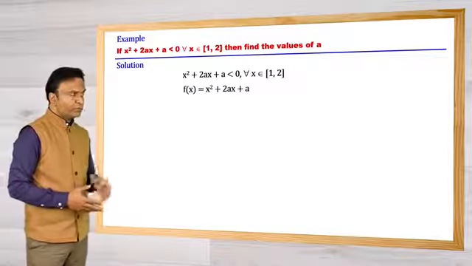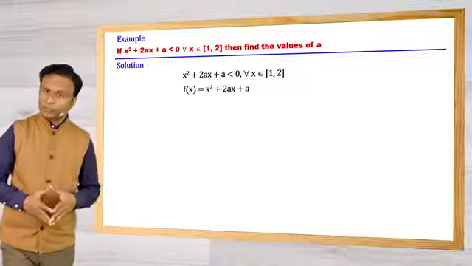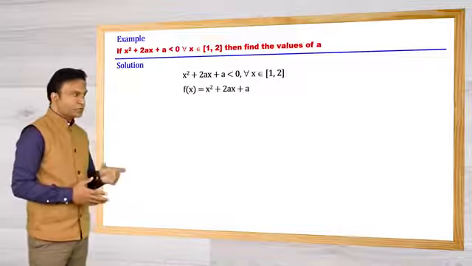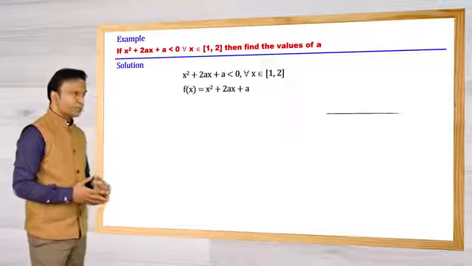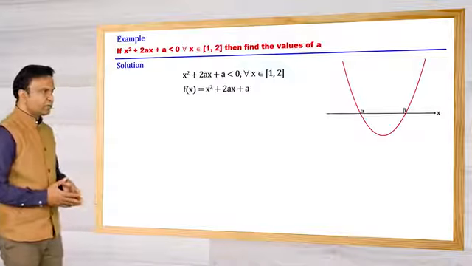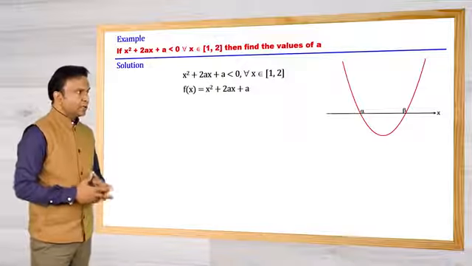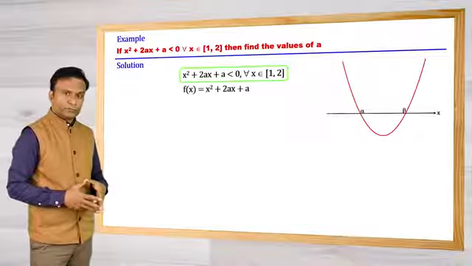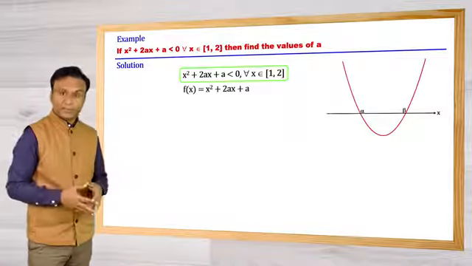Now we have to make this quadratic function negative for all x belongs to 1 to 2. That means the graph must intersect the x-axis. So the possible graph of the function is like this. The graph is concave upward and intersecting the x-axis at 2 distinct points. Now again focus on the question. This function is negative for all x belongs to 1 to 2. So here the location of 1 and 2 on the x-axis is important.